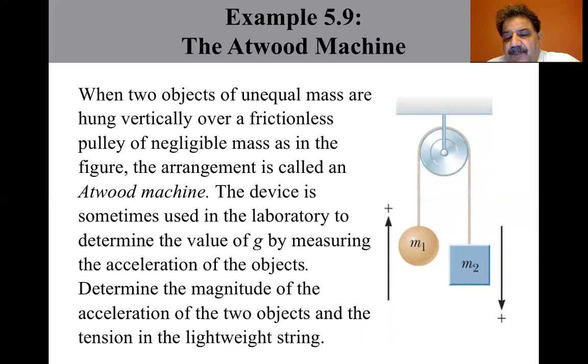So let's categorize this as follows. The objects in the Atwood machine are subjected to the gravitational force as well as the forces exerted by the strings connected to them. Therefore, we can categorize this problem as one involving two particles under a net force.